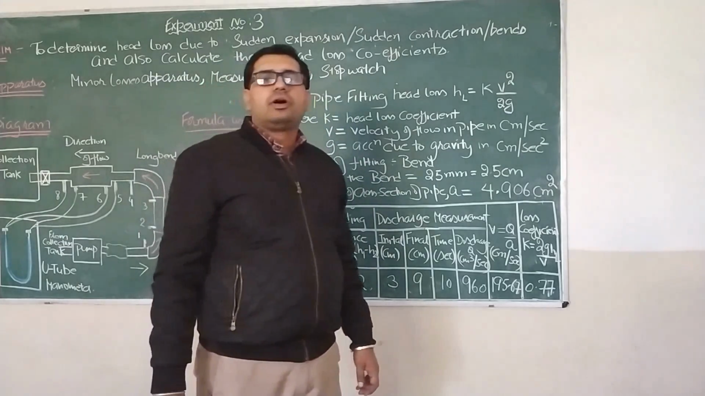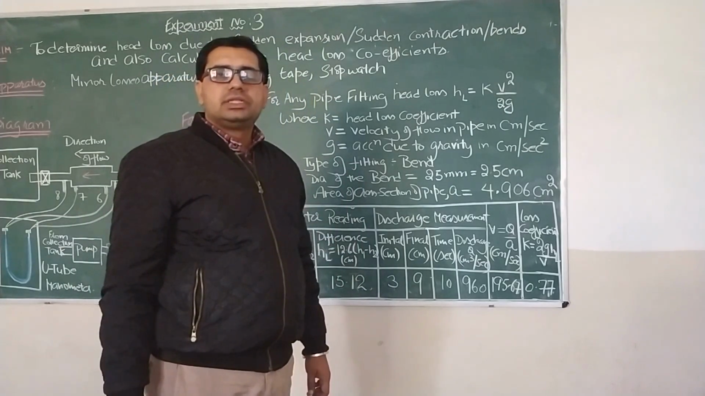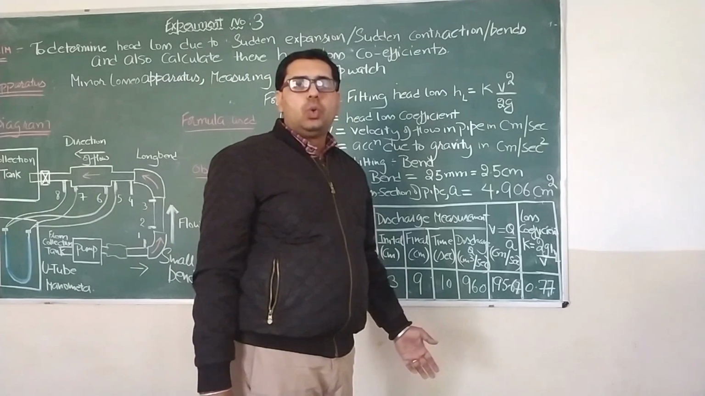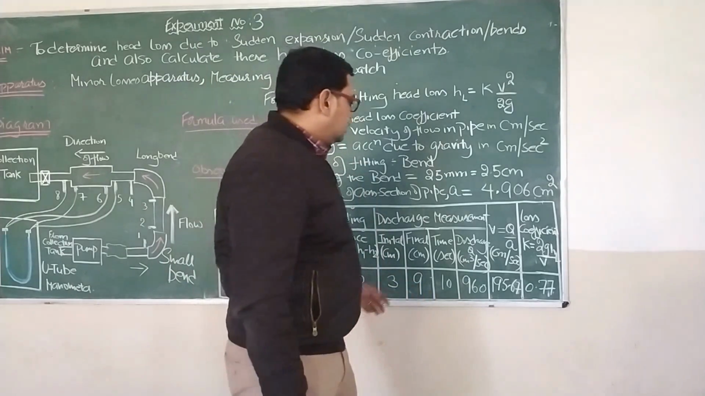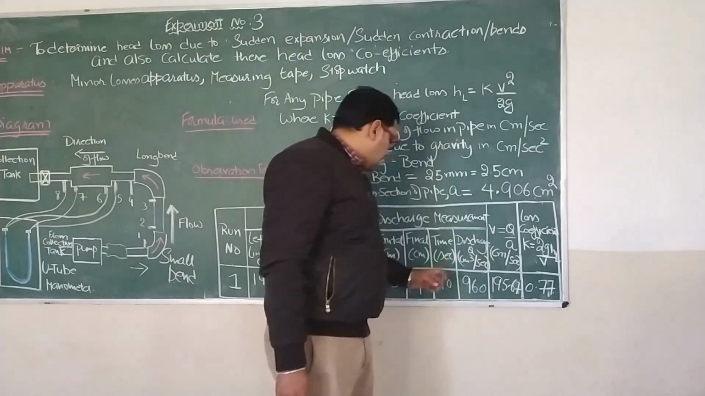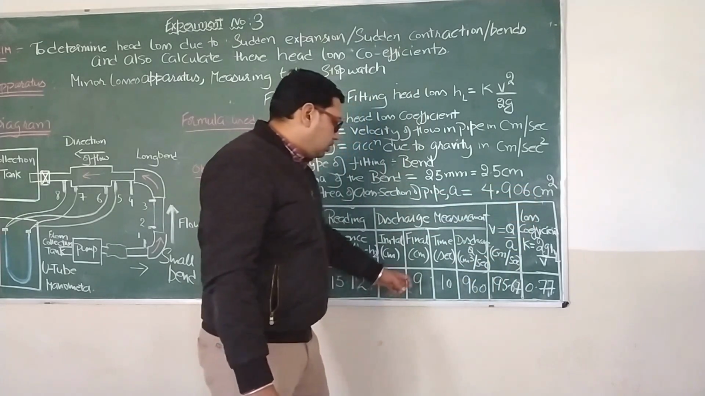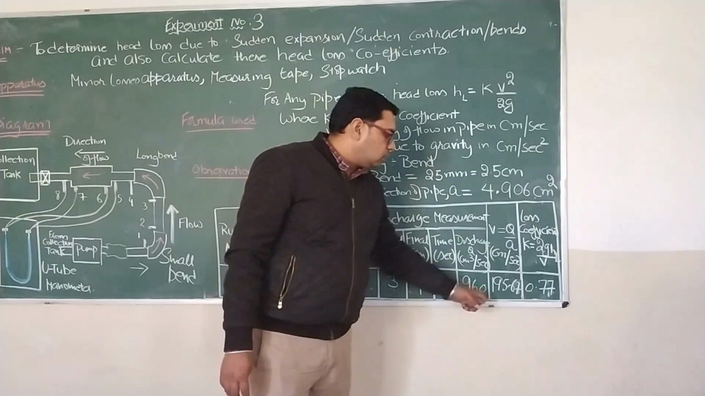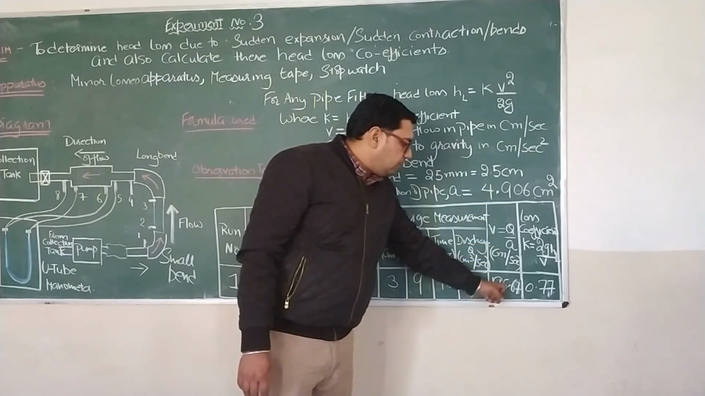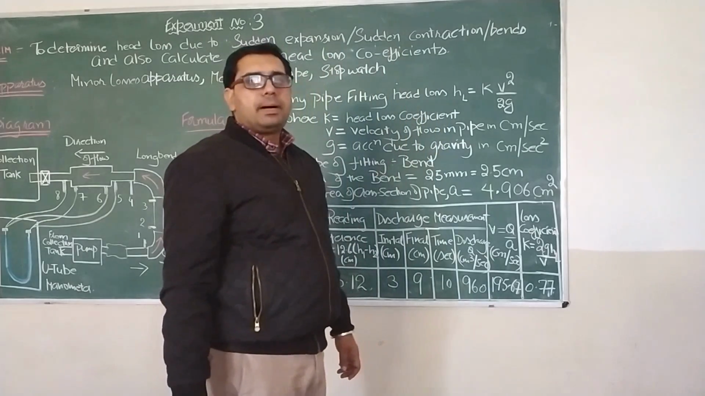Now we are familiar with the formula Q is equal to AV, where A is the area and V is the velocity. If you want to calculate the velocity, you can simply divide Q by A, you will get V. So that is what we are doing here. V is equal to Q upon A. So the area is 4.906 and Q you have calculated, it is 960. If you divide 960 by the area, you will get 195.67. So this is the value of the velocity in centimeter per second.